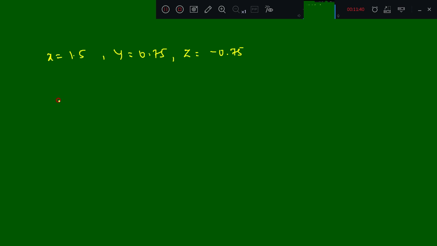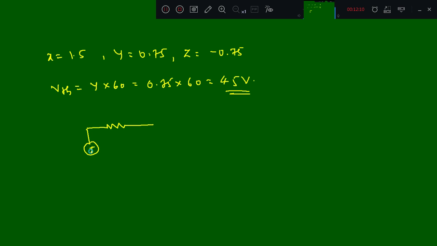So we want the voltage across the 60 ohm resistor. So y into 60. So VTH will be y into 60, that is 0.75 into 60, equal to 45 volts. So we got this value. They ask for the Thevenin equivalent circuit, which is nothing but RTH and VTH. So VTH is equal to 45 volts, RTH is equal to 30 ohms. So this is the Thevenin equivalent circuit across A and B.